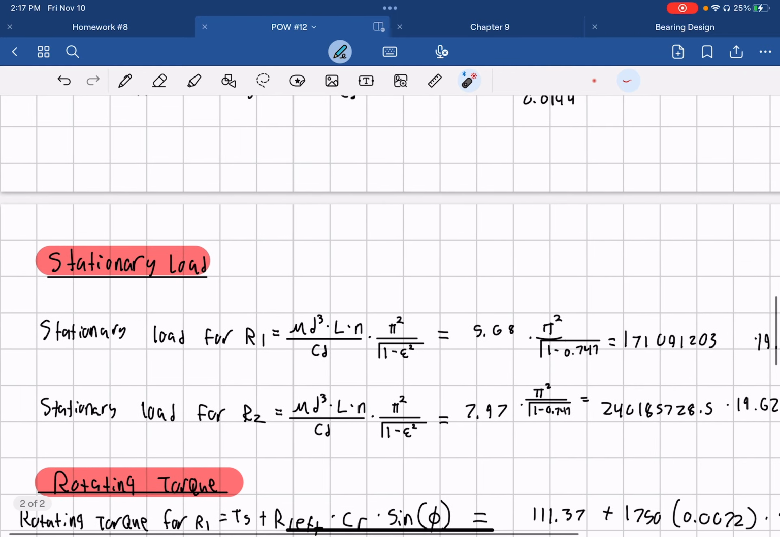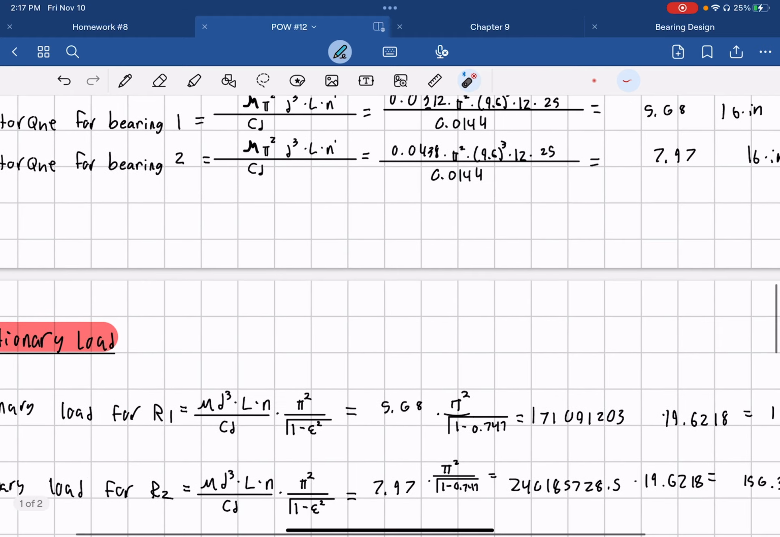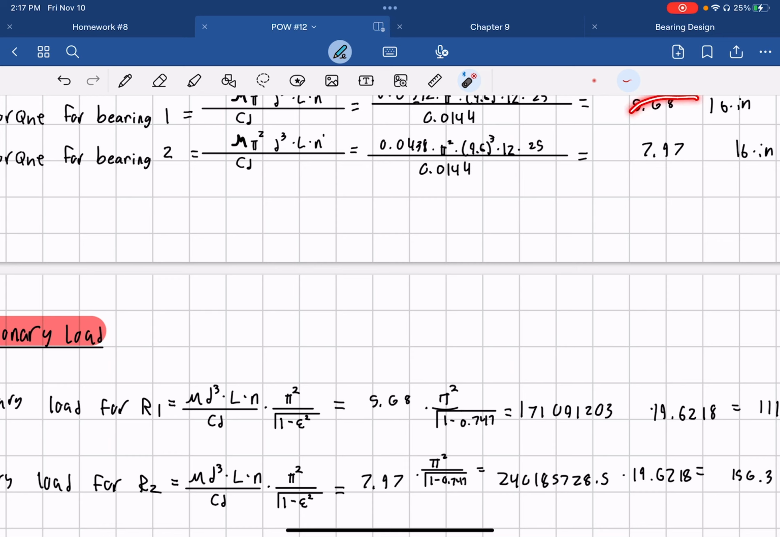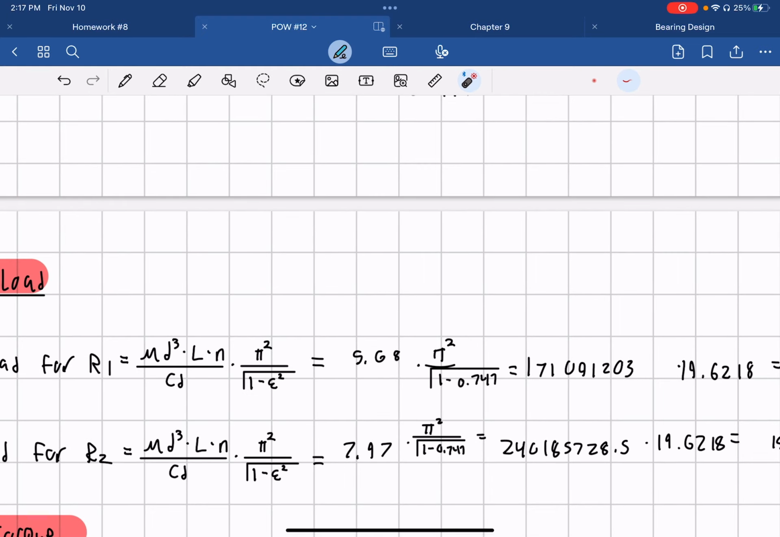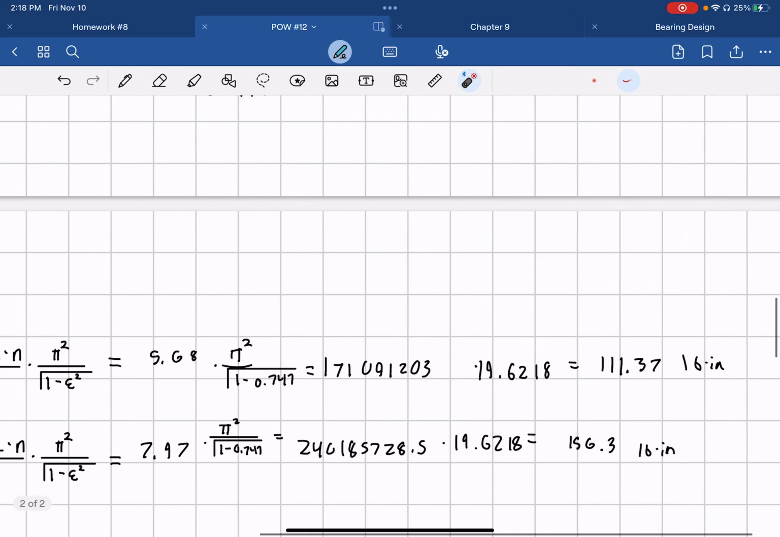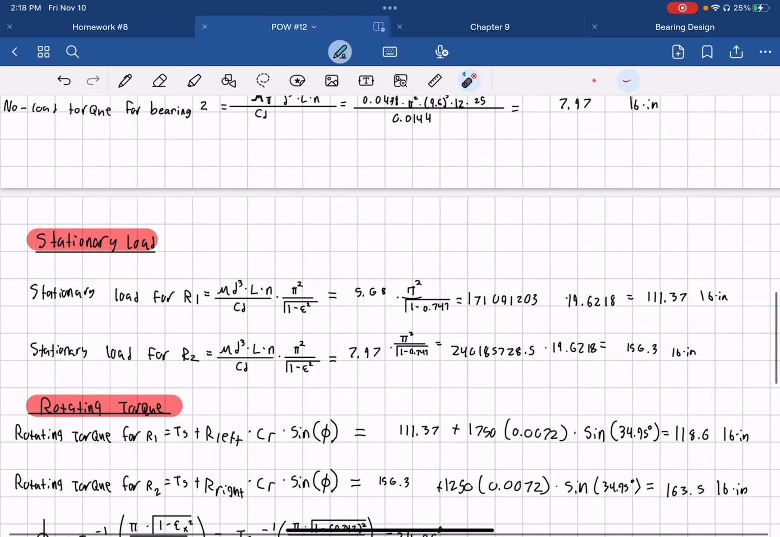Next, we need to define the stationary torque, which essentially is the no load torque equation, except we need to include this second component. So I replugged in the no load torque values into the equation, and multiplied it by the eccentricity ratio right here, and we were able to get a value of 111.37 pounds per inch for the first reactionary force, and then for the second one, we were able to find it to be 156.3 pounds per inch.